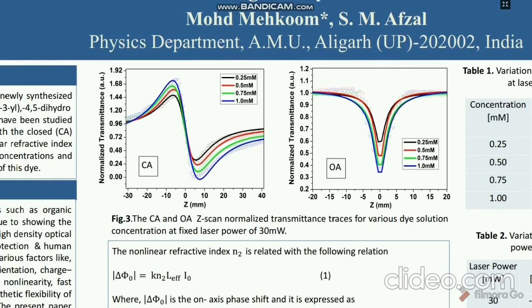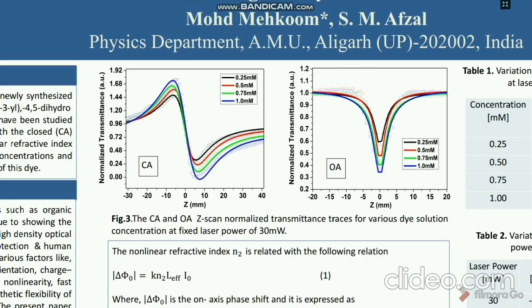This close aperture graph shows the peak-valley configuration. It is the effect of the self-defocusing nature of the sample, and it is a clear indication of negative nonlinear refraction, which is induced by the thermal nature of the dye.